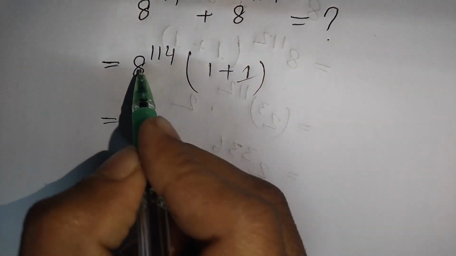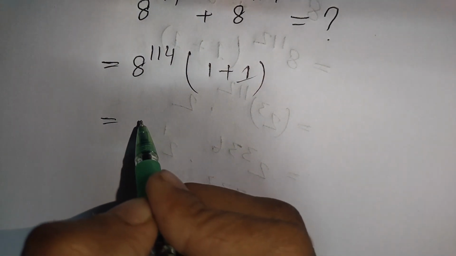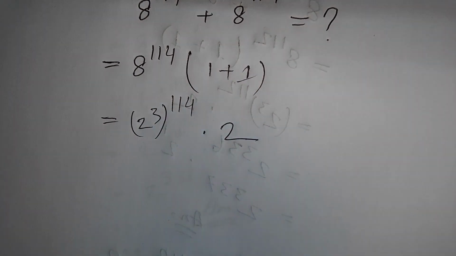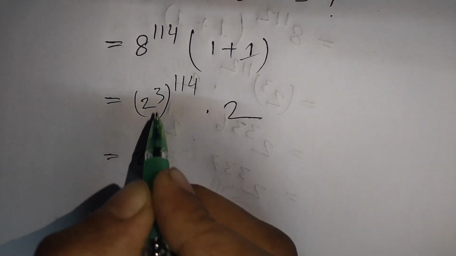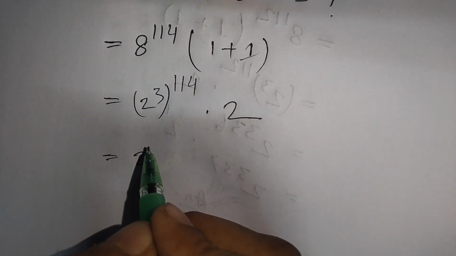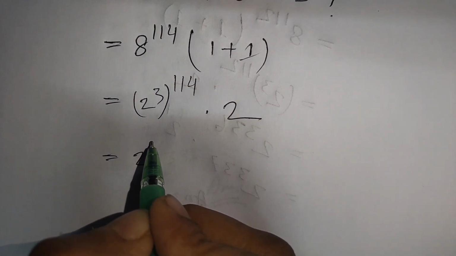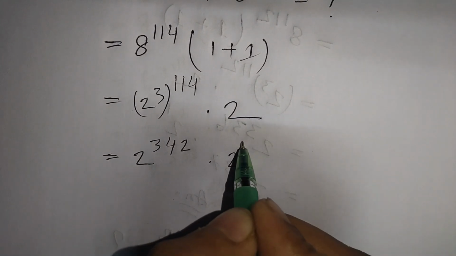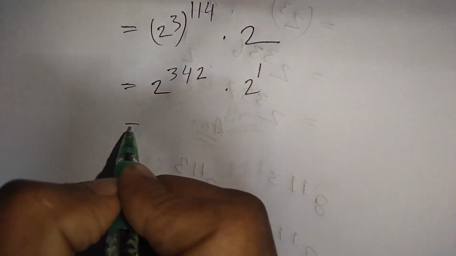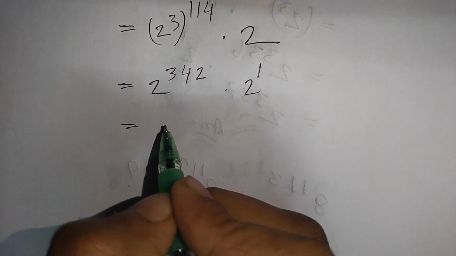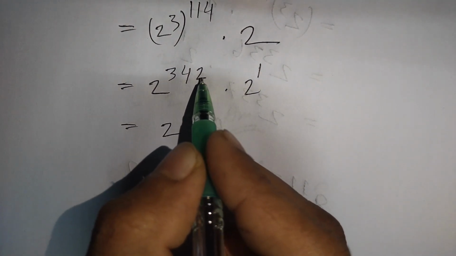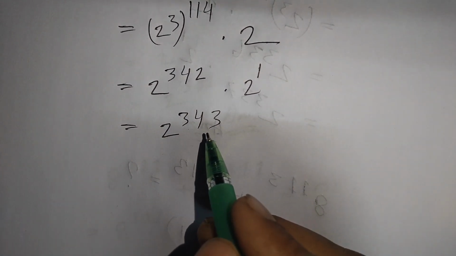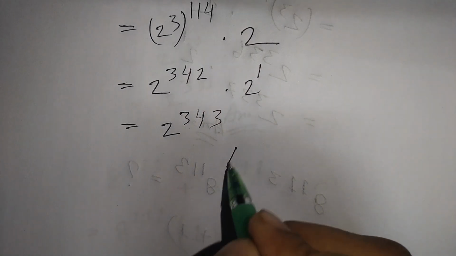Now 8 to the power 114 is the same as 2 to the power 3 times 114, times (1 plus 1), that means 2. Now 2 to the power 3 times 114, that means 342, times 2 is the same as 2 to the power 1. Now we see that 2 has the same base but different powers, so we can write 2 to the power 342 plus 1, that means 343. So 2 to the power 343 is the correct answer.